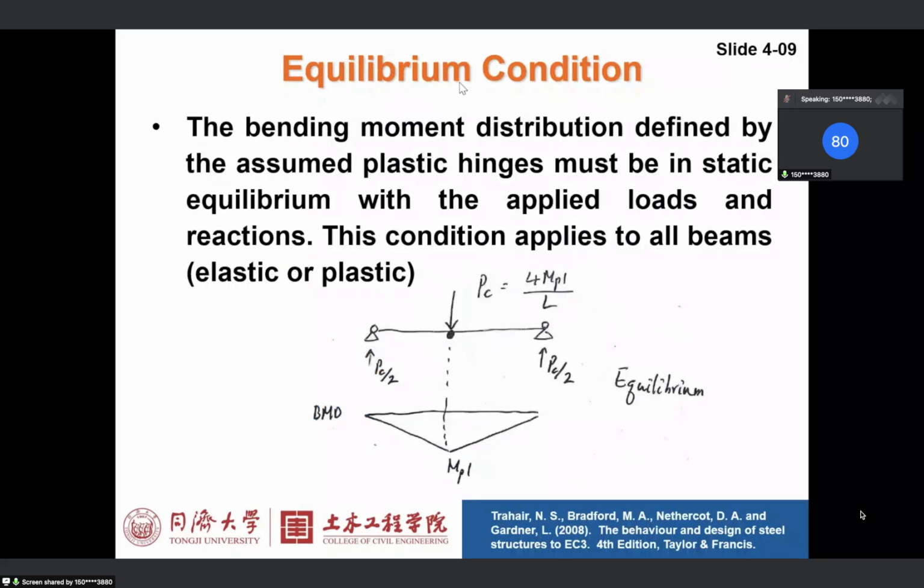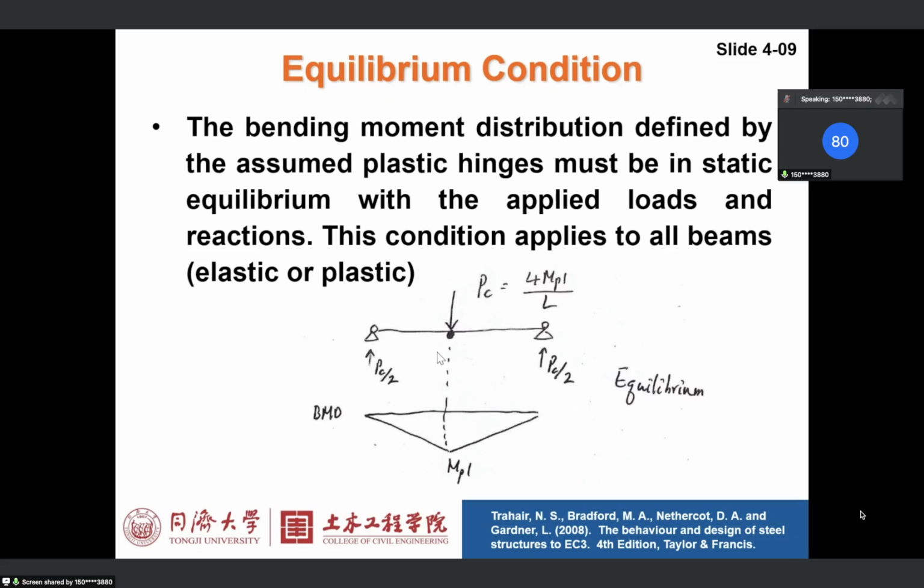So first, we'll quickly go through the first condition, the equilibrium condition. Let's assume a simply supported beam. The bending moment distribution defined by the assumed plastic hinges must be in static equilibrium with applied loads and reactions. So for example, we have a plastic hinge here, right? This is the bending moment diagram, and then we have MPL, because it's a plastic hinge. And then we maybe isolate this part of the beam, and we can get PC.